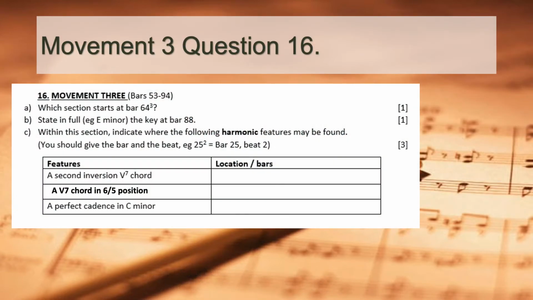Okay, so we are now on question 16 in our state and locates, which is asking us to look at movement 3, bars 53 to 94. So you need to find that on your score. 53 is the start of the trio, and 94 takes us from page 57, 58, 59 on to page 60, which is the final page of the trio, but it's not looking at the final section of the trio. It's stopping at the double bar line with the repeat marks.